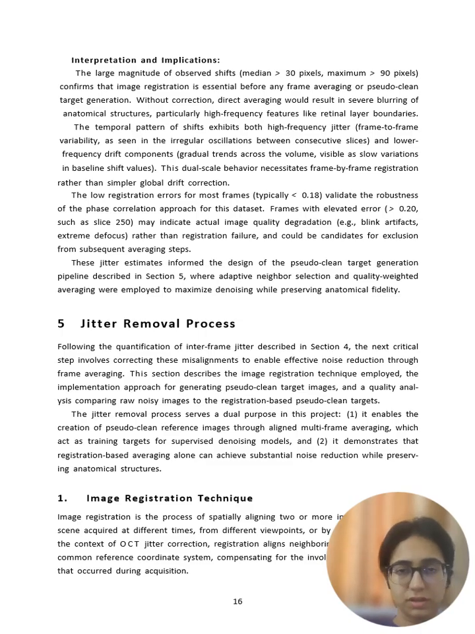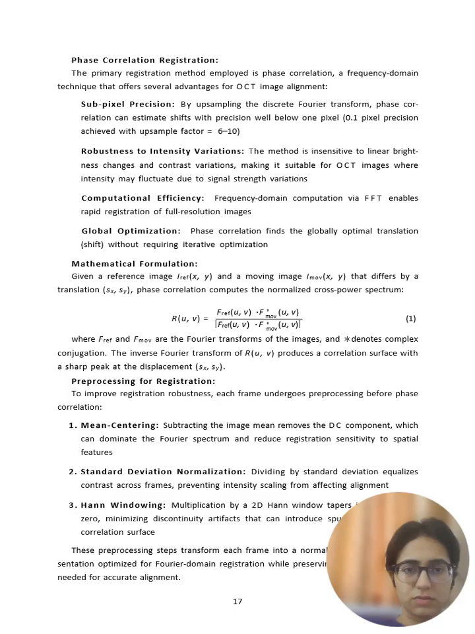So the jitter removal process contains different parts, the first of which is the image registration technique. What we have used is phase correlation registration, which is a frequency domain technique that offers several advantages for OCT image alignment. Why was this necessary? Because it is robust to intensity variations. It means that it is insensitive to linear brightness changes and contrast variations, which makes it suitable for OCT images where intensity may fluctuate due to signal strength variations, and intensity is not related to image quality.